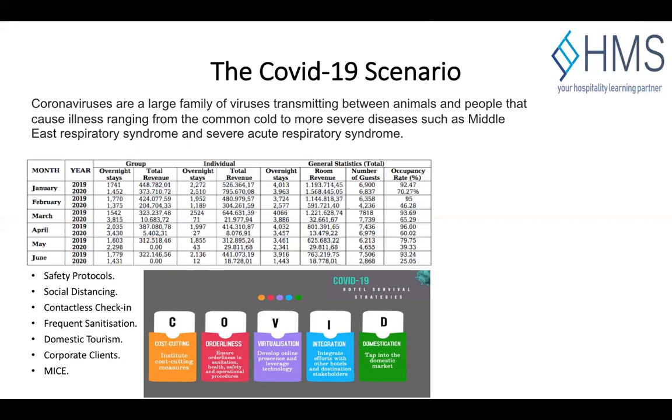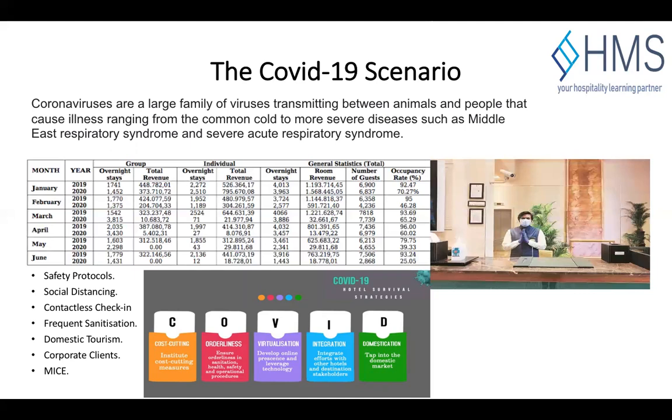Domestication, of course, they have to tap into the domestic market. As I had mentioned before, domestic tourism is the only way, as of now, during this peak COVID season, whereby hotels can generate revenue and survive and sustain in the market.